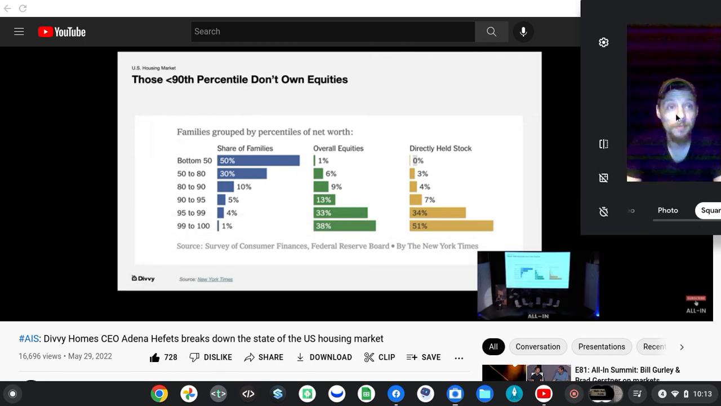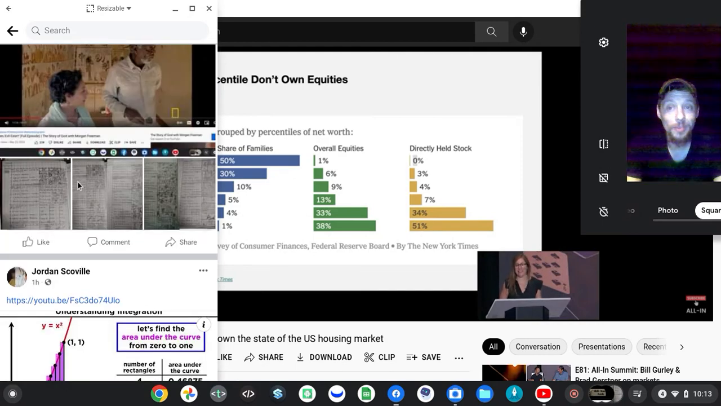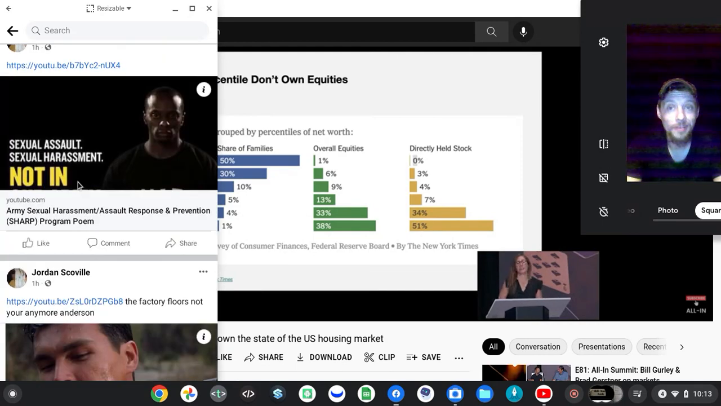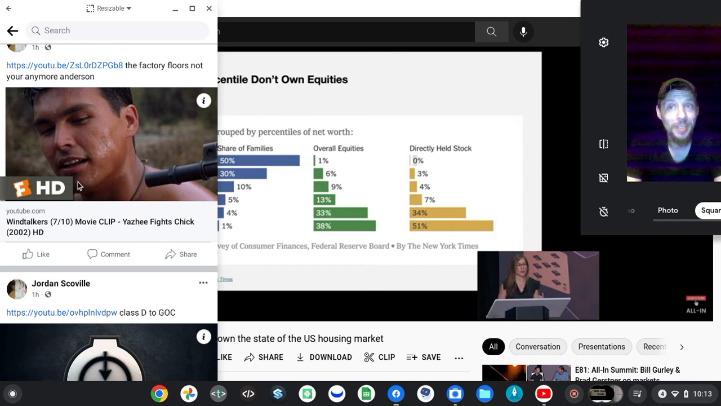So if you ask why are the rich getting richer, it is because they own assets that compound over time. There's also a ton of tax benefits around owning assets, long-term capital gains, which I'm sure you all know.